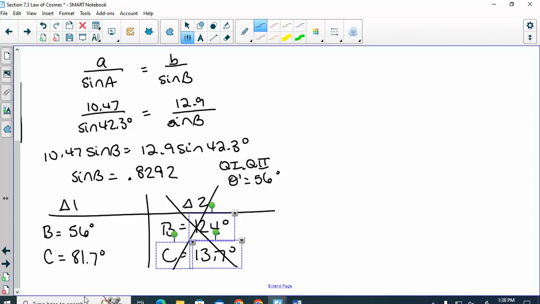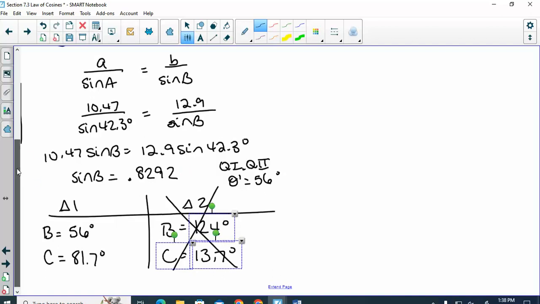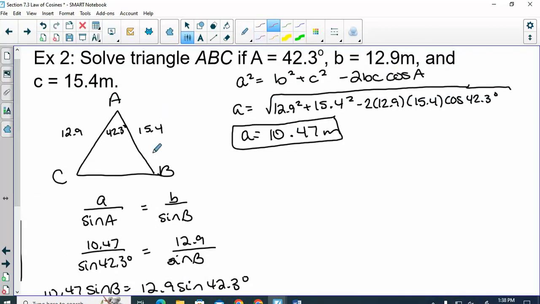How did you get 56 degrees? Sine inverse. Oh, that's why. Yes. Can you explain why A has to be this again? So when we found our sides, side A was 10.47. So looking at these three, this was the smallest, so that means angle A has to be the smallest. Out of those three sides, this was the biggest side, so angle C has to be the biggest angle. You're welcome. Other questions?